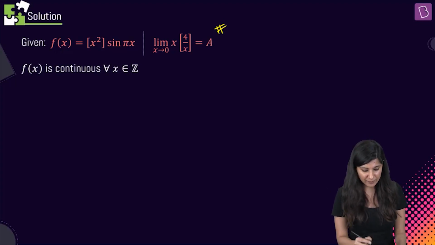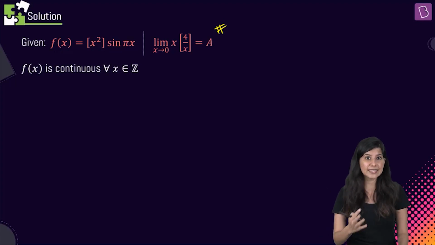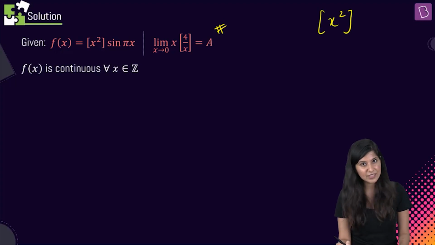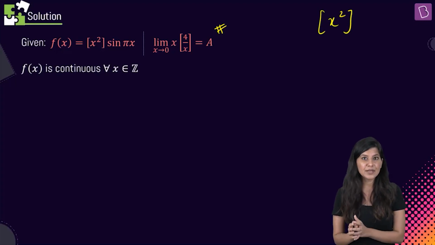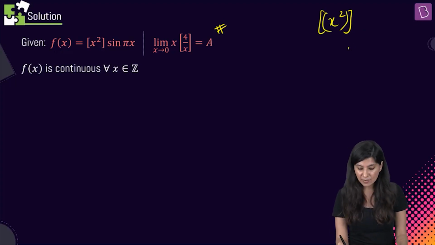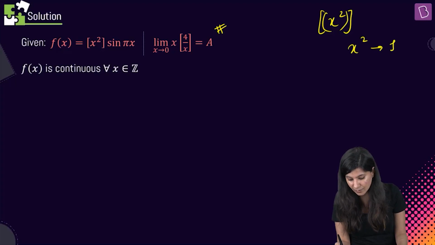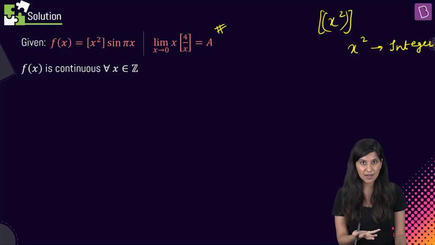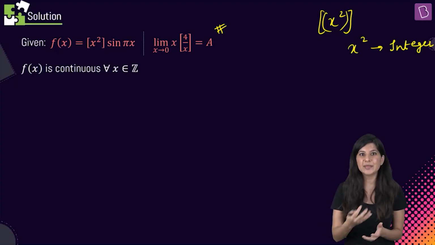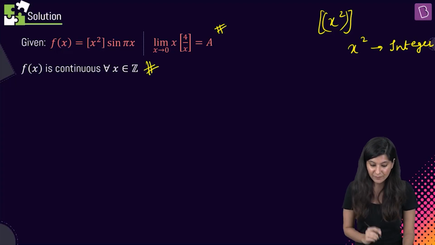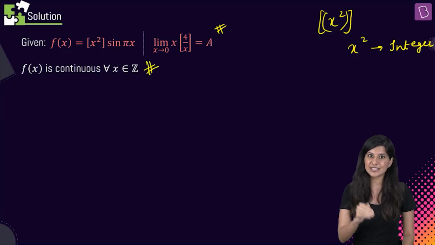But okay, so what all points it can be discontinuous, that we need to figure out. So first of all, this is GIF of x square, right? GIF of x square is discontinuous when the input of GIF is an integer. That means if x square is an integer, then the function can be discontinuous. That means the function will be discontinuous when x square is an integer. But we have an exception, that when x is an integer, this is continuous.